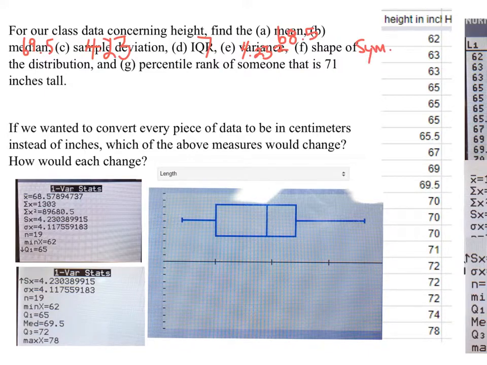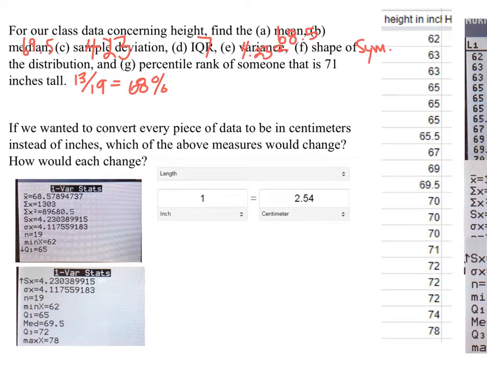Just do that. The percentile rank of someone that is 71 inches tall. So here I go to 71, and if I count, I have 13 people below that. So remember, percentile is always the percent below, so 13 out of the 19 are below. That is approximately 68%. Okay? So again, hopefully you're just doing all of this with your calculator and doing the one variable stats. You shouldn't need to do much more than that.